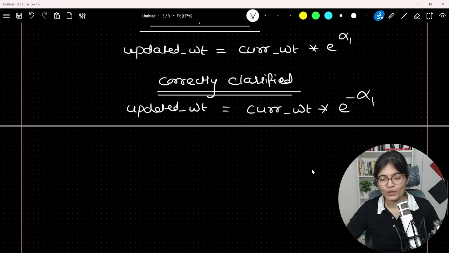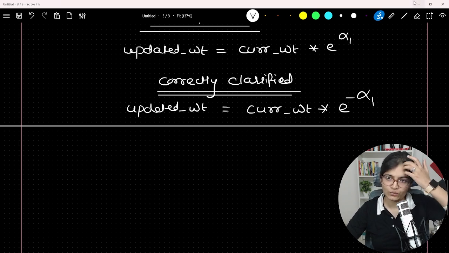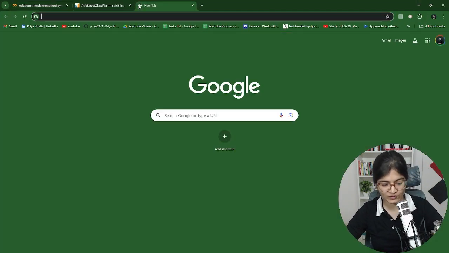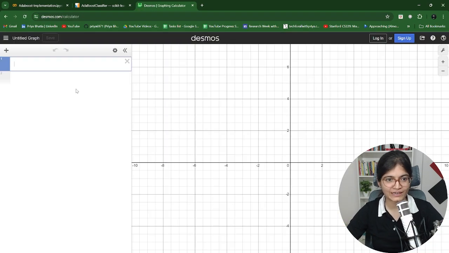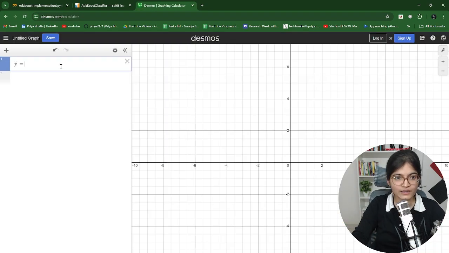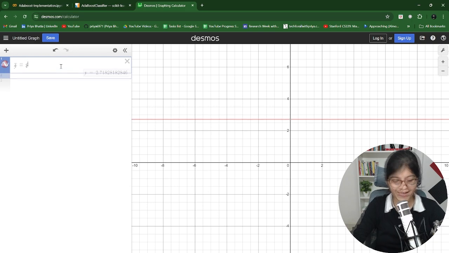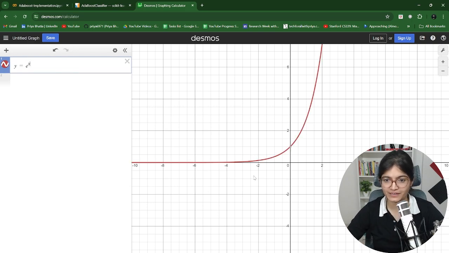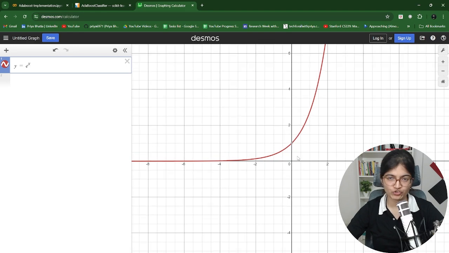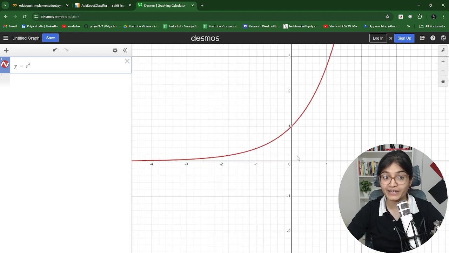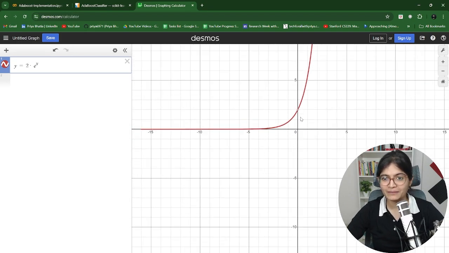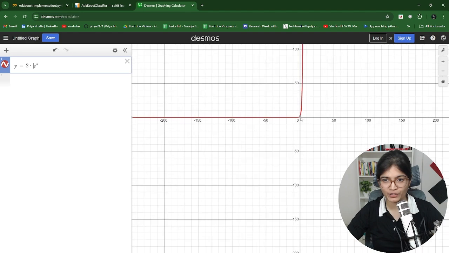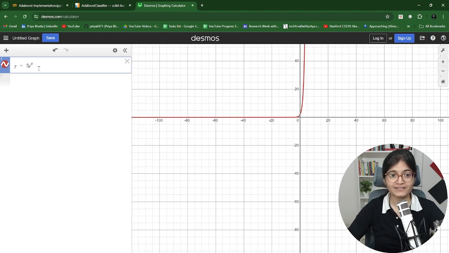If I have to showcase the plot of this specific value, let me show you so that things will be in a better picture for everyone. I'm using this graphing calculator. If I say y equals e to the power x, alpha I cannot plot, but you can see, right? As x increases, the value keeps on increasing. So if you multiply this with any number, your values will keep on increasing. I hope you can see that. And this is what I want.